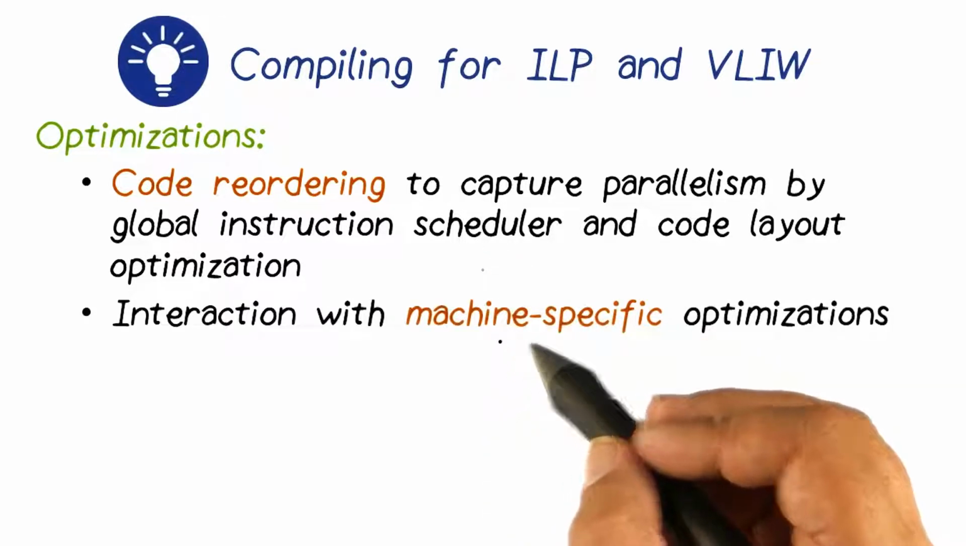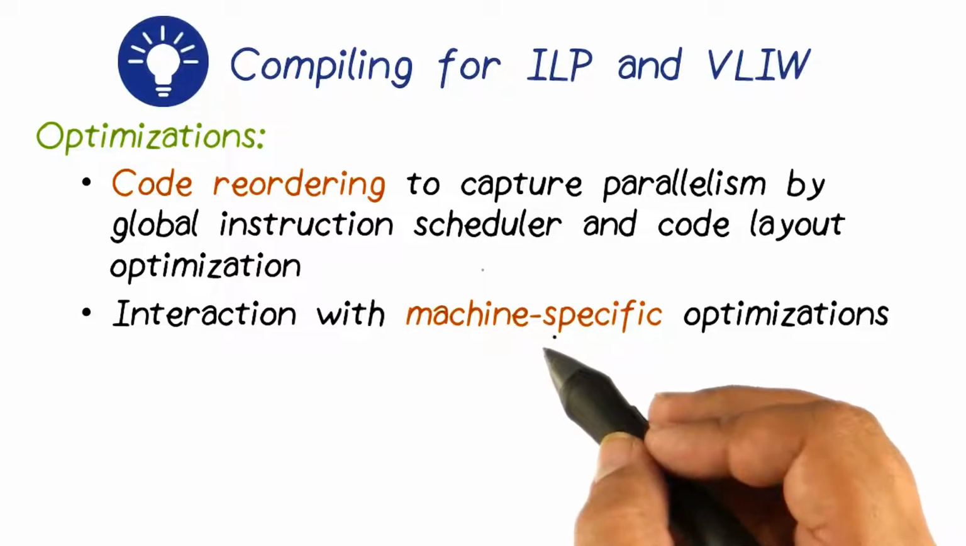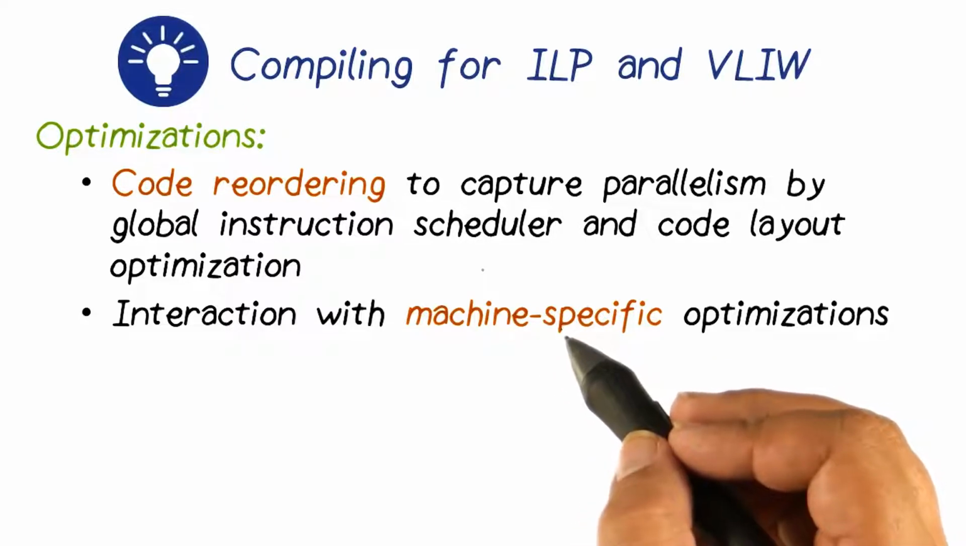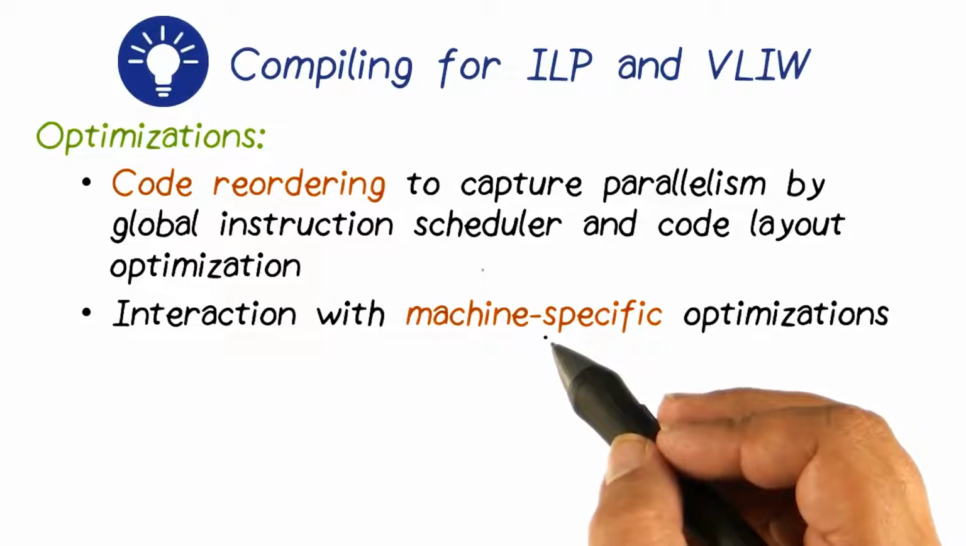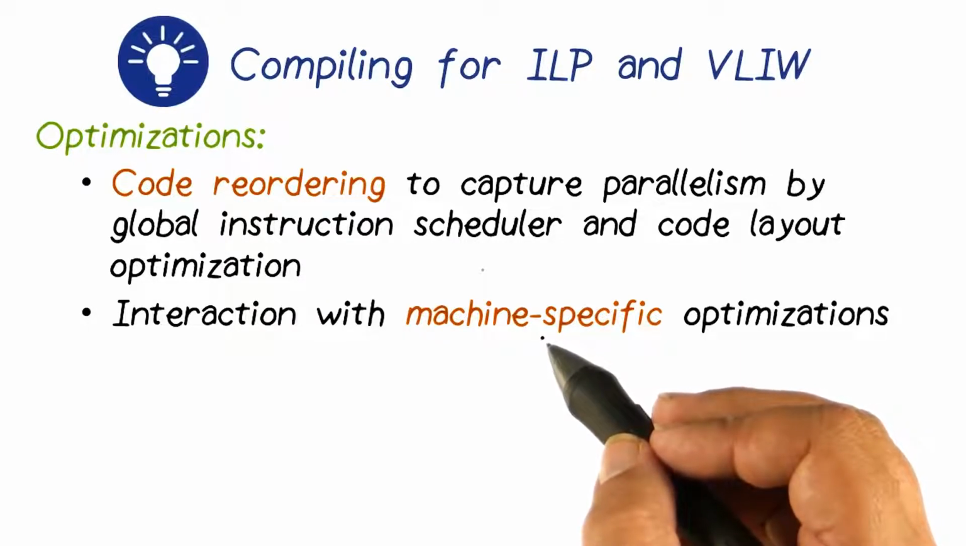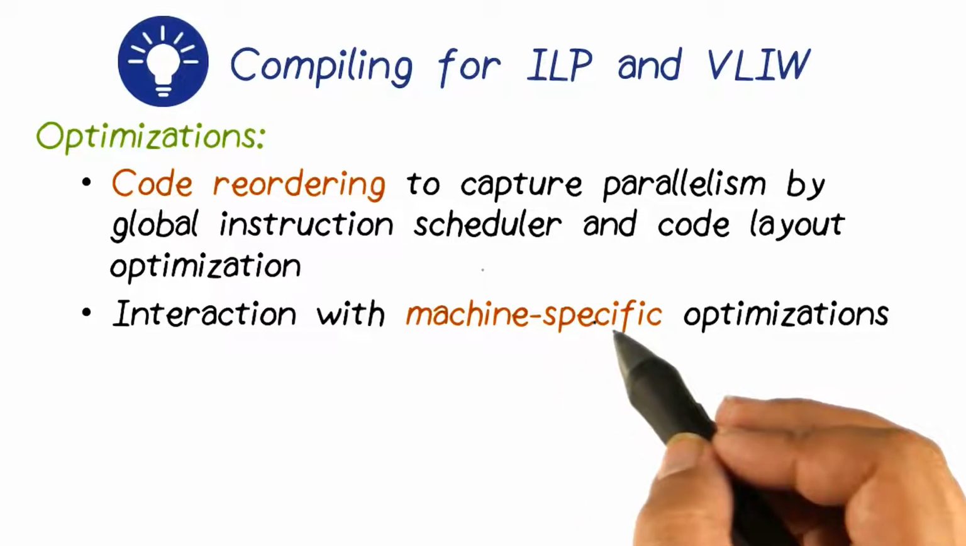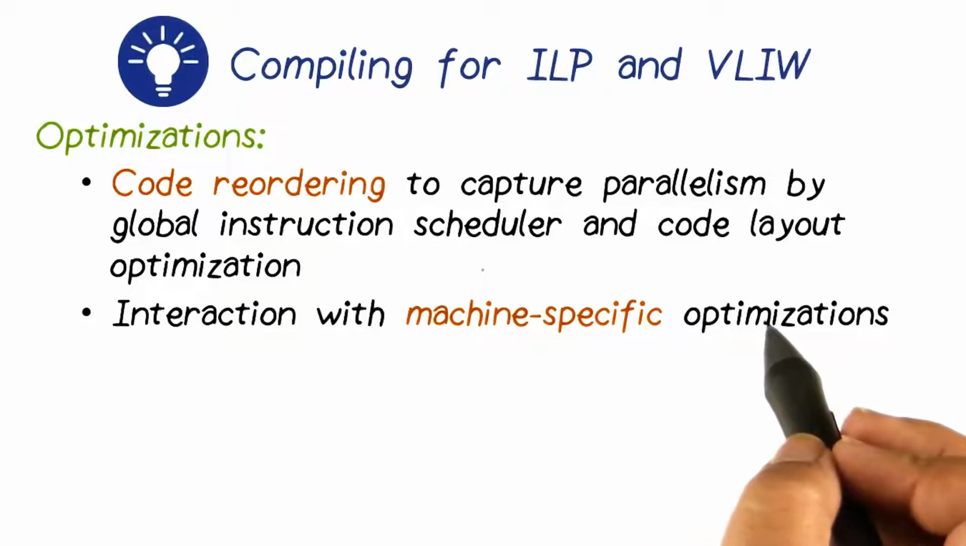And how does this really work? Remember, each VLIW machine is different. The number of instructions that could concurrently execute are different. Which operand they could access, whether they could access multiple memory locations, all that is different for different machines. And this is why we call these optimizations machine-specific optimizations.